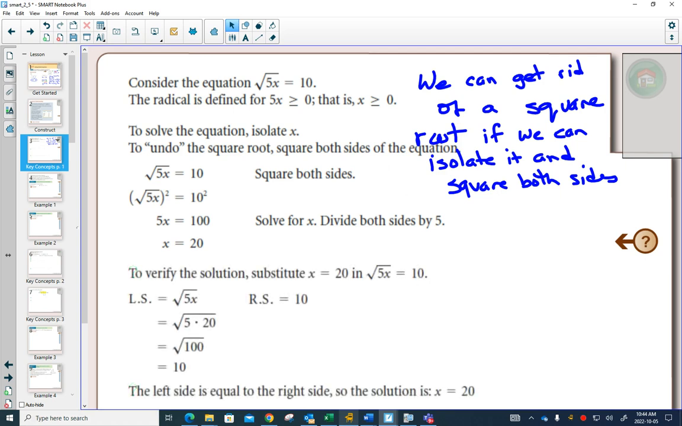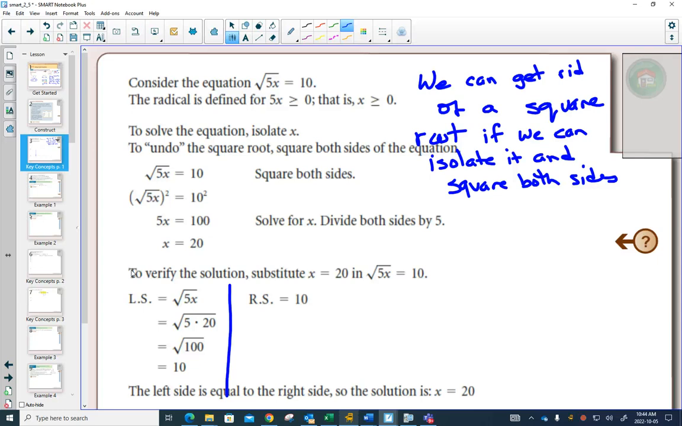Now, sometimes questions will ask you to verify. When they ask you to verify, they want to take your original equation and split it up. What was on the left side, what was on the right side? Well, the right side was 10. The left side started with the square root of 5x. Plug in your answer that you got, and simplify both sides separately. Of course, the right side was just 10, nothing to do. But if they work out to the same, then you've verified it.